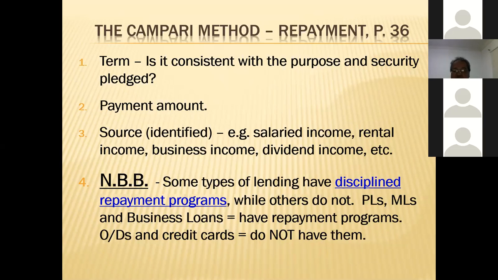Whenever you issue a personal loan, a mortgage loan or real estate loan, or a business loan, they have repayment programs. So you repay X amount of dollars at X amount of interest over a certain period of time. So they have a disciplined repayment program, whereas overdrafts and credit cards do not have a disciplined repayment program.